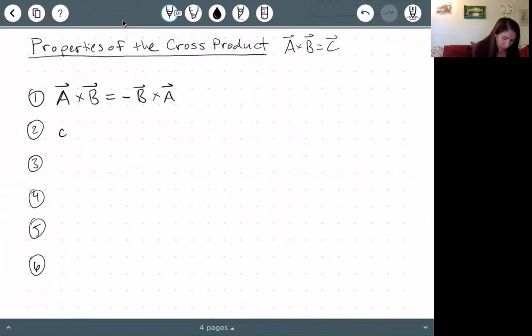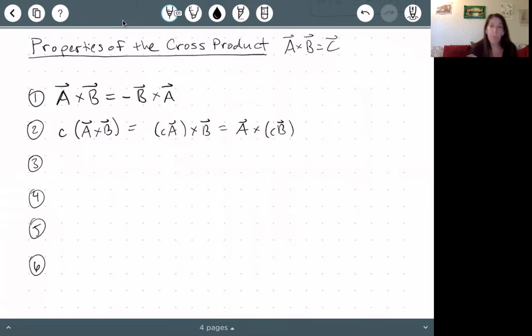Okay, next, if we're multiplying some scalar C by A cross B, we could first multiply the scalar by vector A and then take the cross product if we wanted, or we could take the cross product between A and then the scalar C times B. And these would all give you the same thing. Again, this is just telling you which order you're doing things in. Are we multiplying A by the scalar first, then taking the cross product, or are we taking the cross product and then multiplying the result by the scalar? And they all give you the same thing.